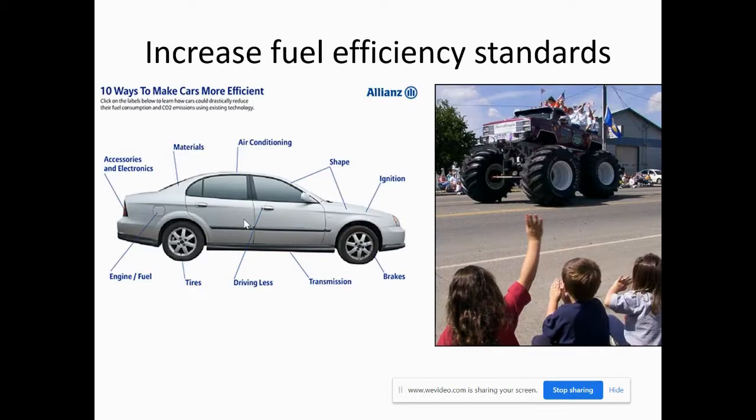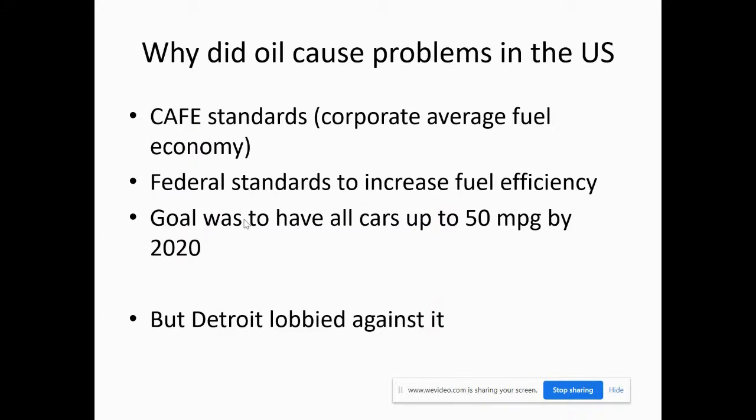Another thing we can do is increase fuel efficiency standards, which our current administration is lobbying against, but consumers do tend to prefer this. And that gets into a term they often ask about on the APES exam. CAFE standards stands for Corporate Average Fuel Economy.